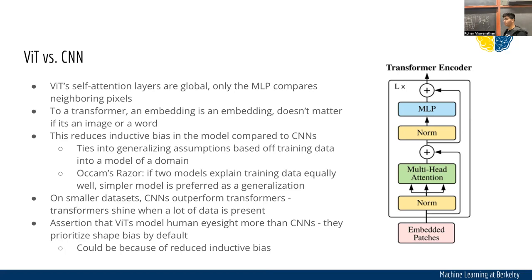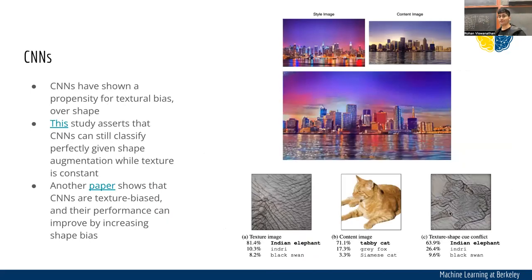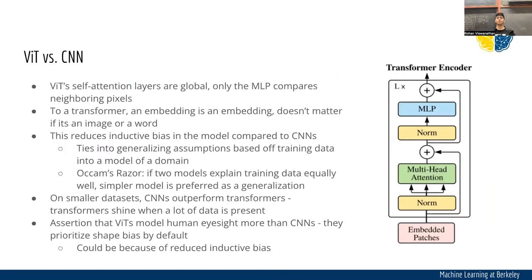So on smaller data sets, CNNs outperform transformers. This makes sense. But the assertion is that ViTs model human eyesight more than CNNs, right? They prioritize shape by default. So while we talked about earlier that CNNs will prioritize texture, going back to the tabby cat example, this is very clearly not an elephant. This is a tabby cat with an elephant's textural component laid on top of it. And a CNN will misclassify that. However, ViTs will model human eyesight better because of this reduced inductive bias, right? Now they're prioritizing shape over texture. This is a strong benefit of vision transformer models.